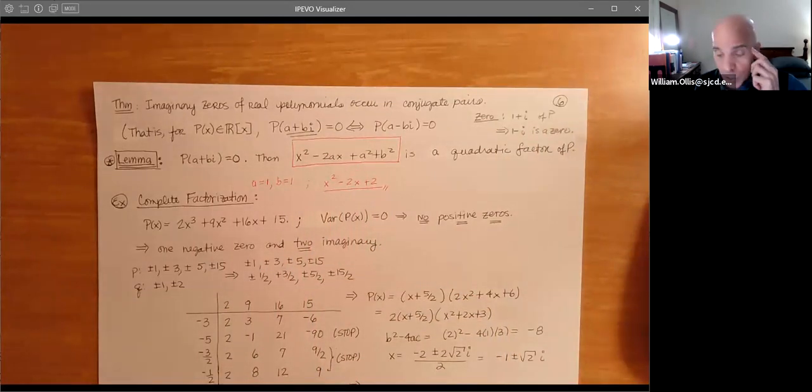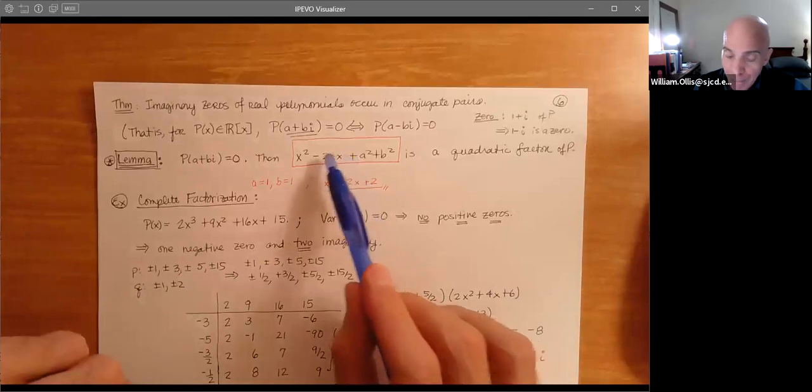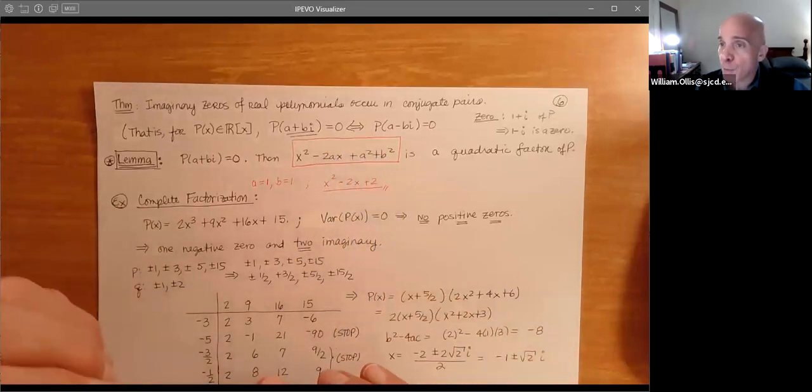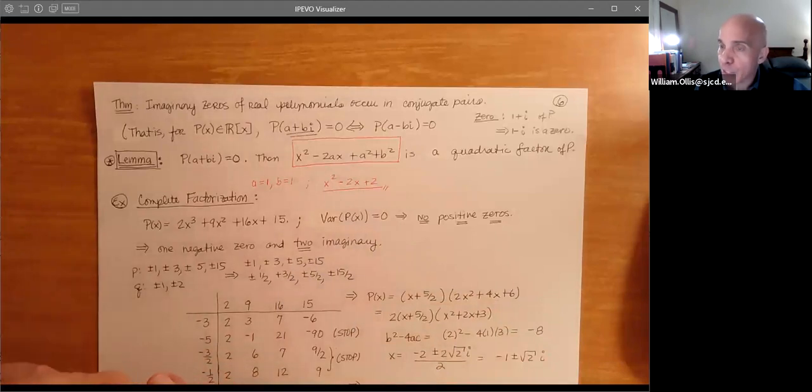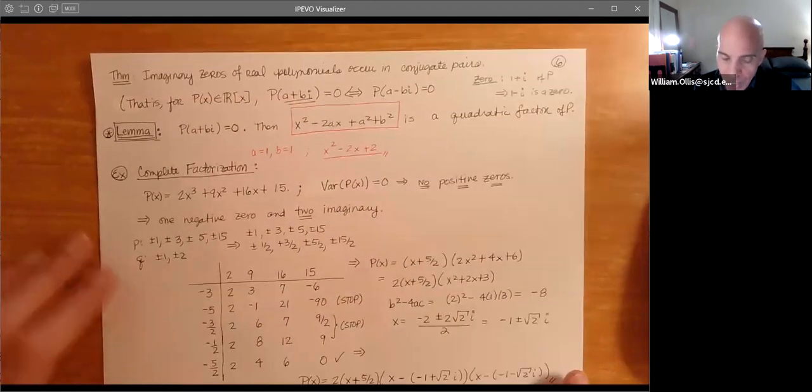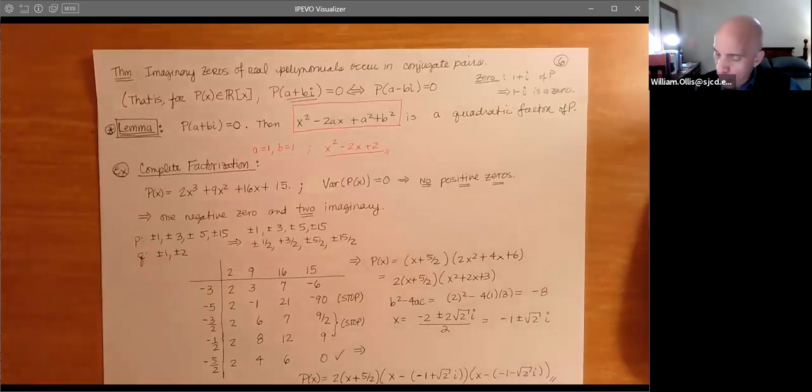And of course, there's a whole lot less chance of a mistake if you use this theorem than if you multiply things. So try that. I think you'll find it to be very useful. Now, let's go ahead and get to wrapping up what we want to do with this section. Let's do a complete factorization.